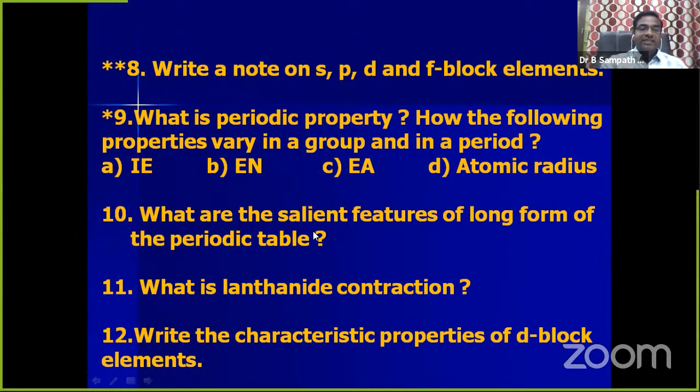Next, what are the salient features of the long form of the periodic table? In the first session we have learned this, children. So up to the seventh question, 8th question, 9th question are very, very important. And next, what is lanthanide contraction? This is also important for 4 marks, children. Next, write the characteristic properties of D block elements. Very important, children, for 4 marks. These are the 11th and 12th questions.